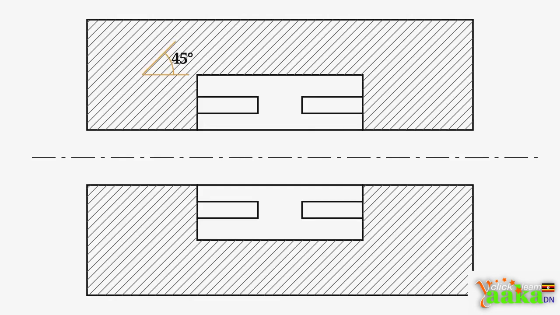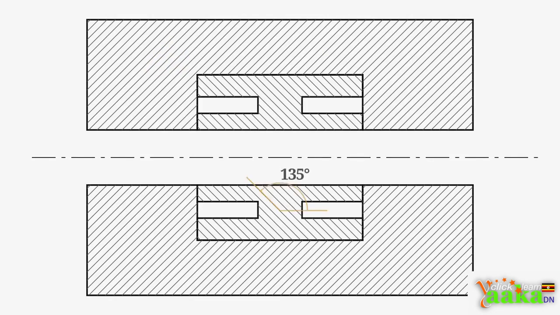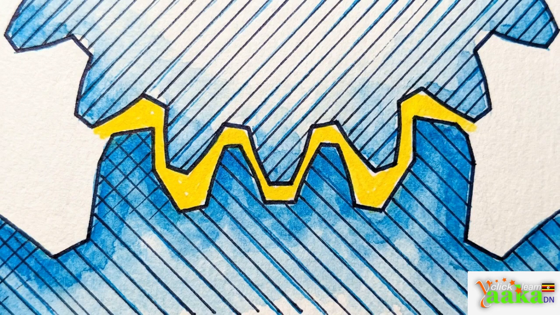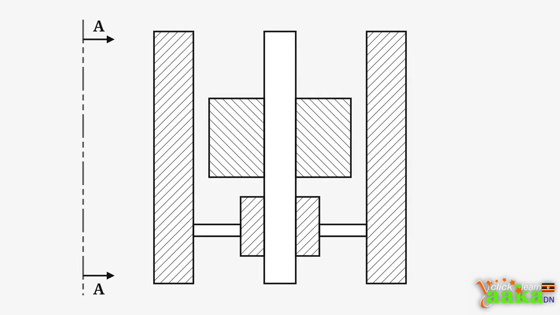First, we hatch the housing at the standard 45 degrees. Then, for the adjacent gear, we flip the hatching to an opposing angle, typically 135 degrees. Those alternating angles create a sharp visual boundary, ensuring the reader knows exactly where one component ends and the next begins. Now look closely at the center of this assembly.